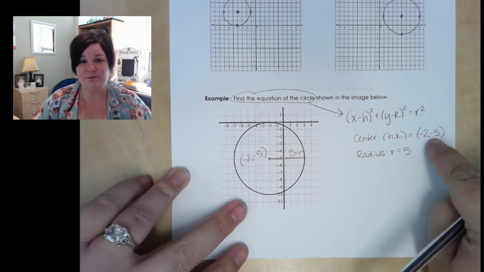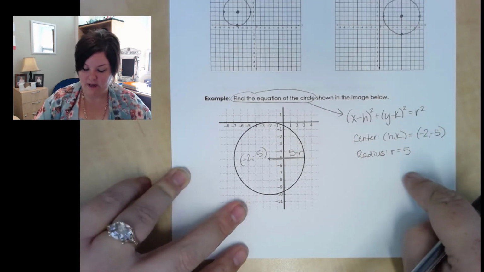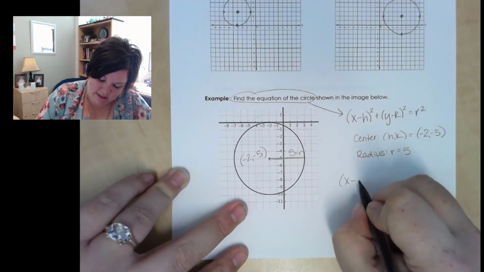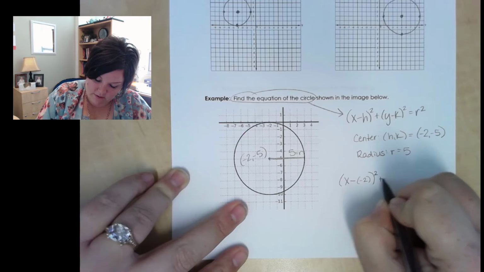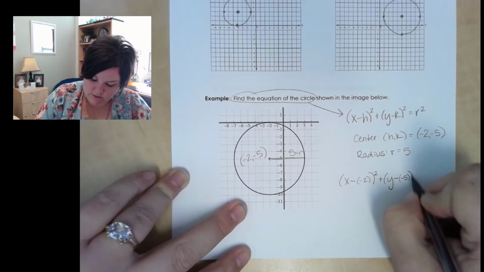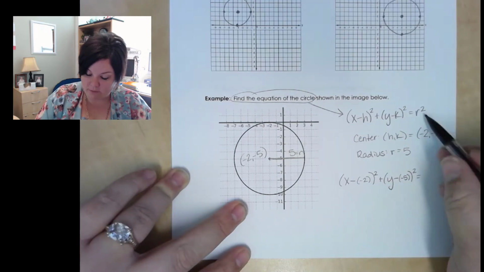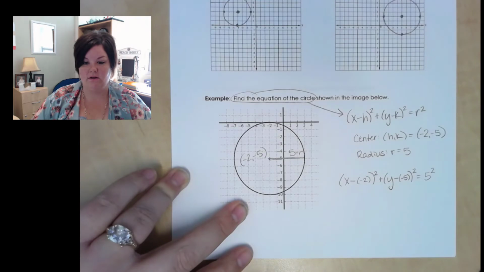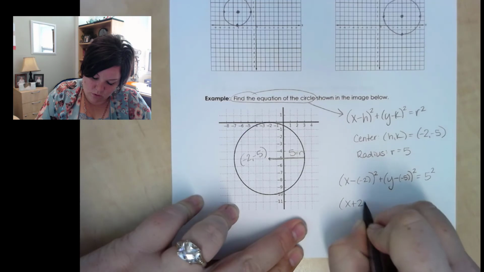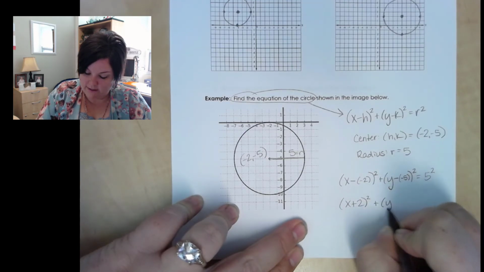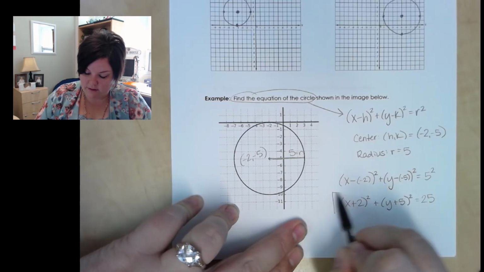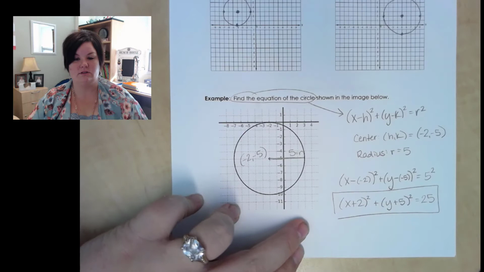So now that I know my center point and I know my radius, now I can go ahead and plug it into my formula. My formula says to do x minus my h, which is -2, quantity squared, plus y minus my k, which is -5, quantity squared, is equal to my radius, which is 5 squared. And then all I have to do is simplify that. So I end up with (x + 2)^2 + (y + 5)^2 = 25. And this is the standard form of my circle.